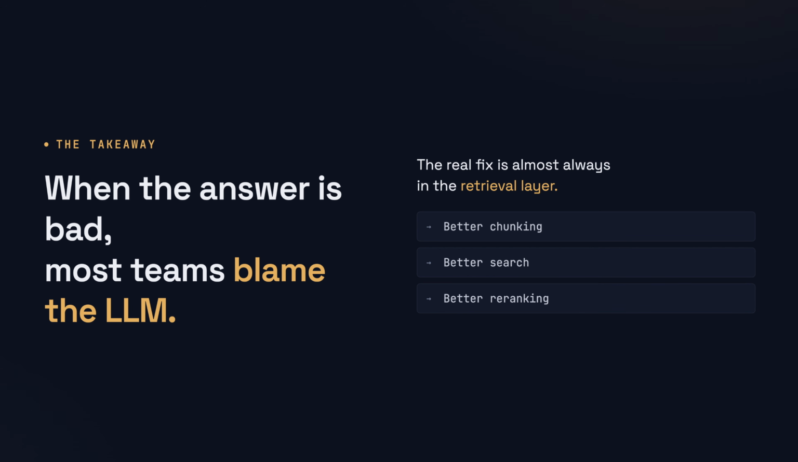Here is the important takeaway. When your RAG system gives a bad answer, most teams immediately blame the LLM. But the real fix is almost always in the retrieval layer. Better chunking, better search, or better re-ranking.